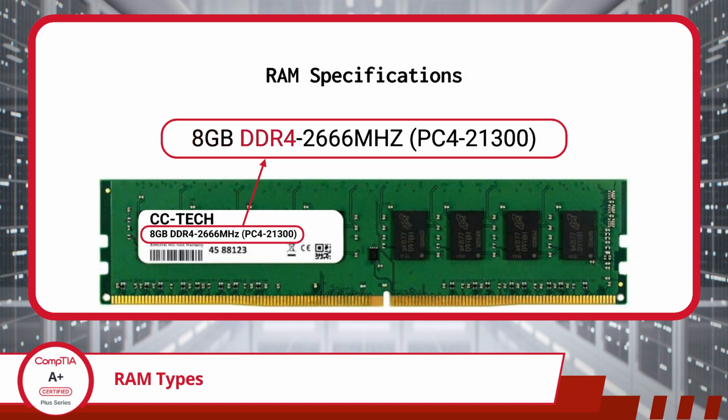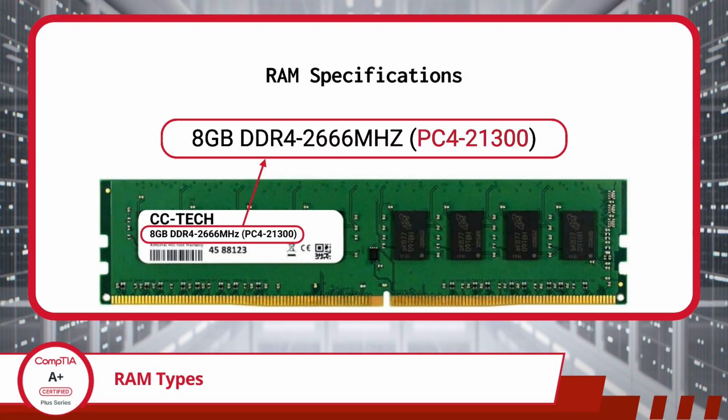Next, DDR4 stands for Double Data Rate 4th Generation. This is the type of RAM technology used. 2666 indicates the speed of the RAM, and the unit of measure is megahertz. Specifically, it's 2666 million cycles per second. A higher megahertz rating means the RAM can transfer data faster, leading to better overall performance.